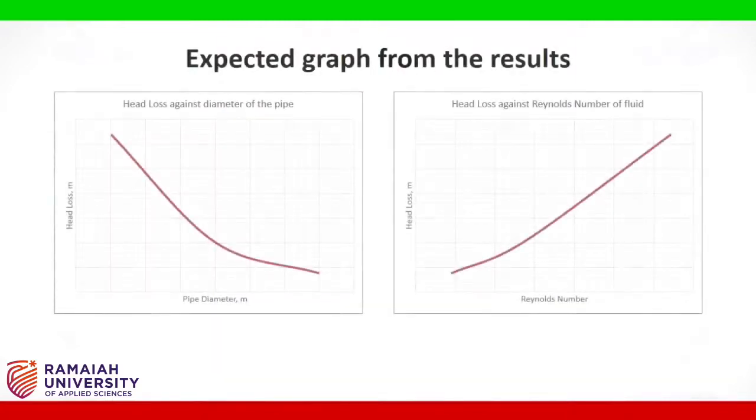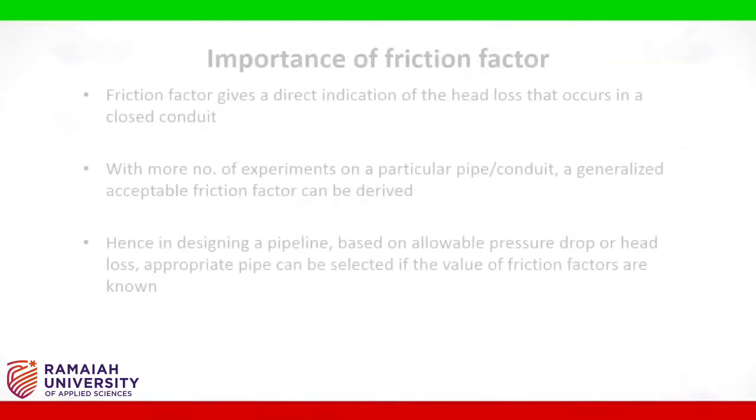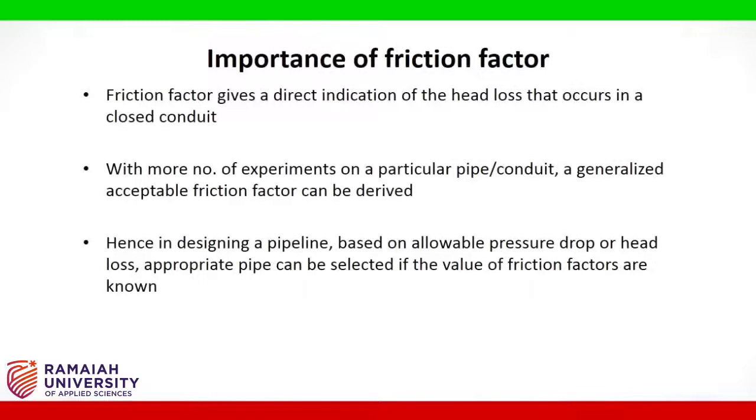For different diameters of the pipe, it can be expected to have higher head loss due to friction for larger diameters. Also, at higher velocities of the fluid or at higher values of Reynolds number, the head loss also can be expected to increase. Friction factor gives a direct indication of the head loss that occurs in a closed conduit.